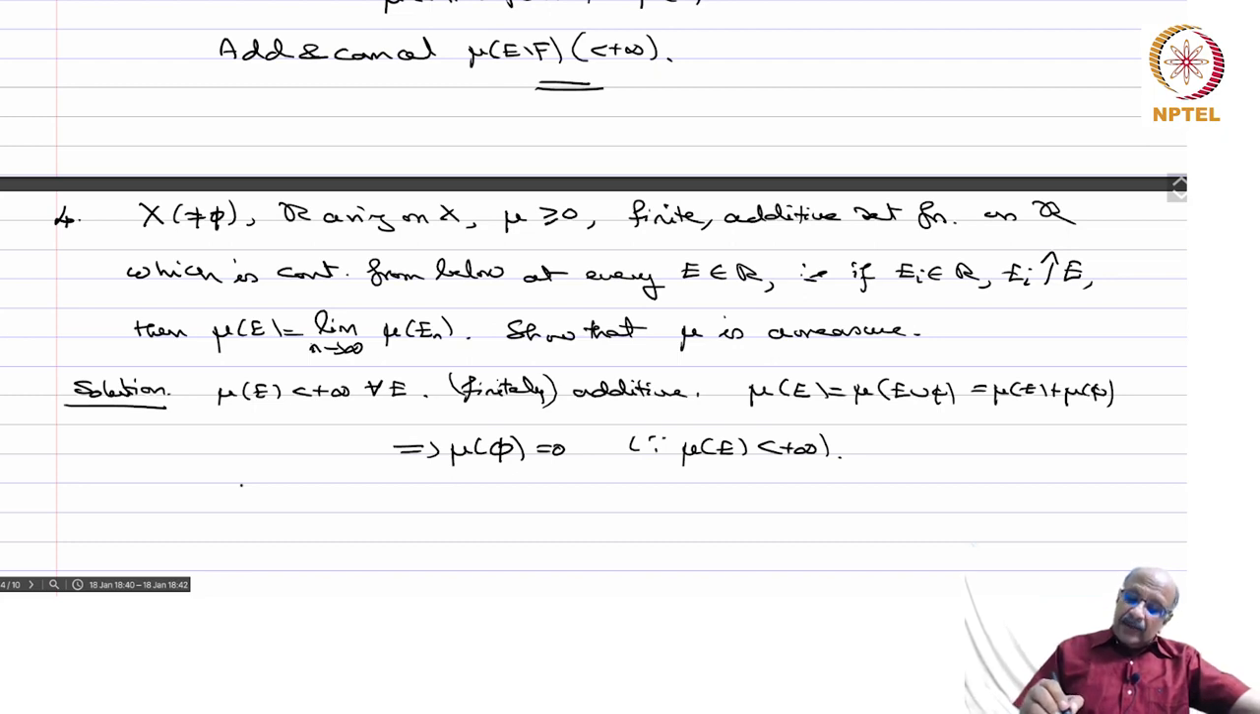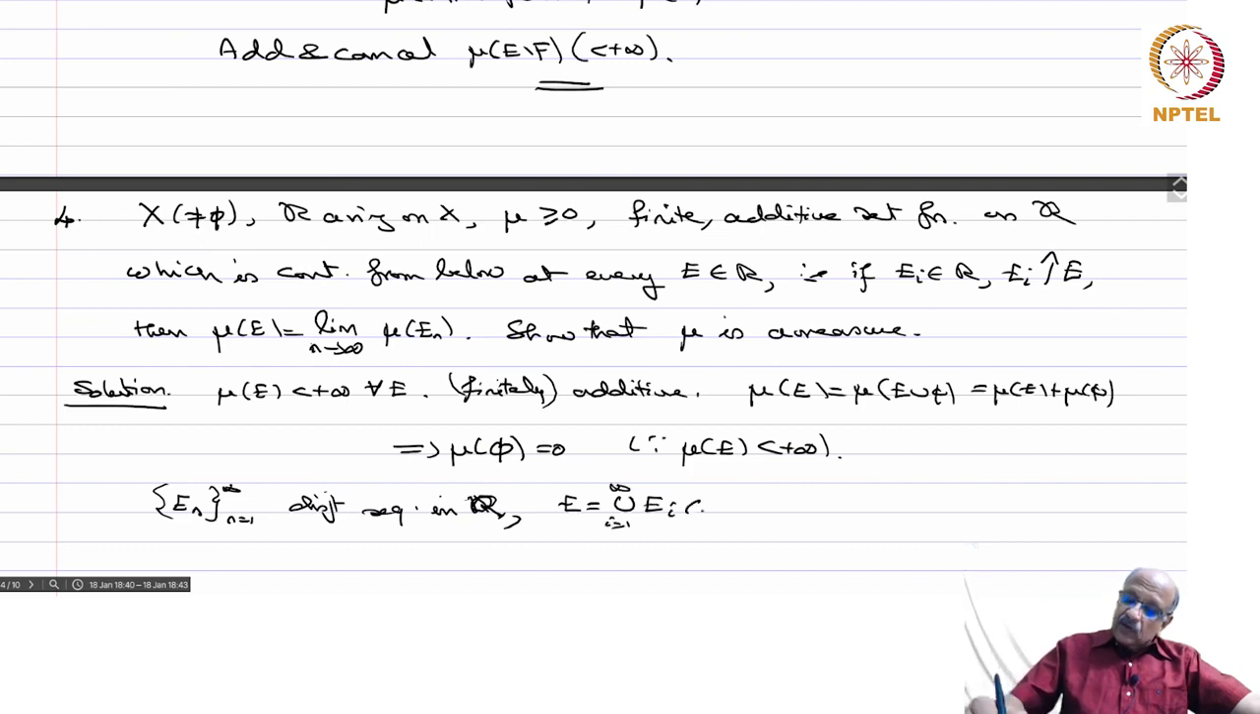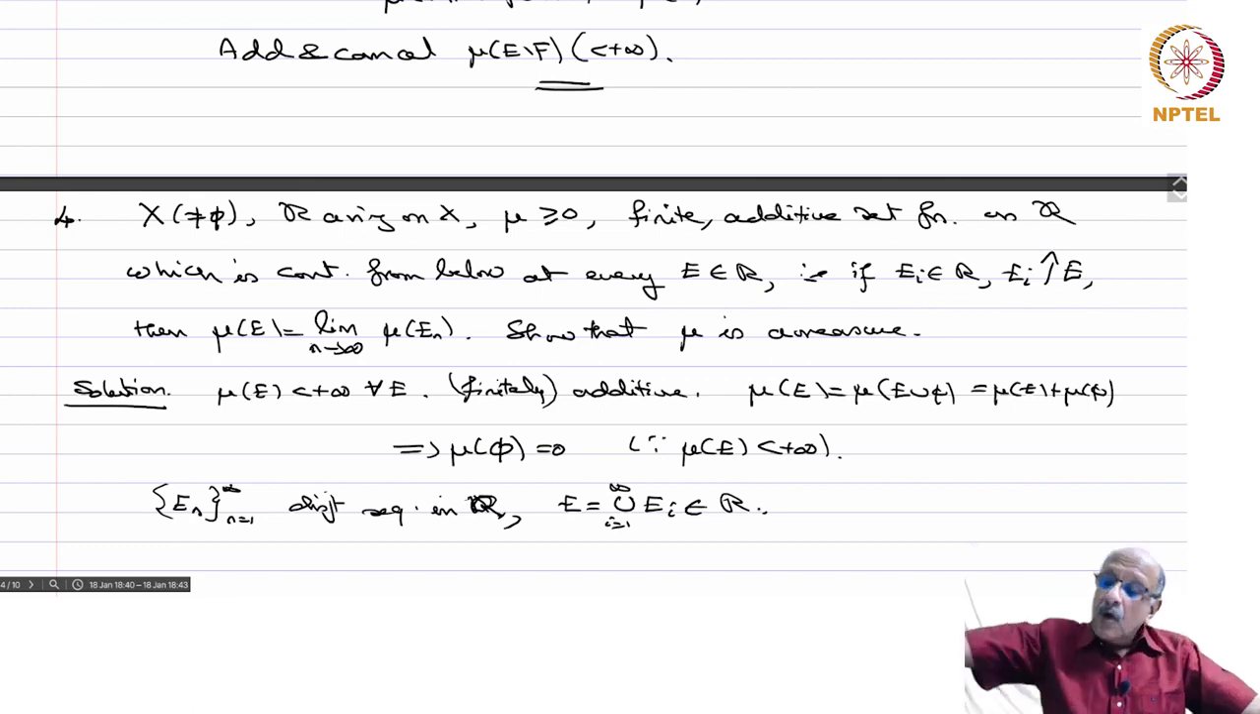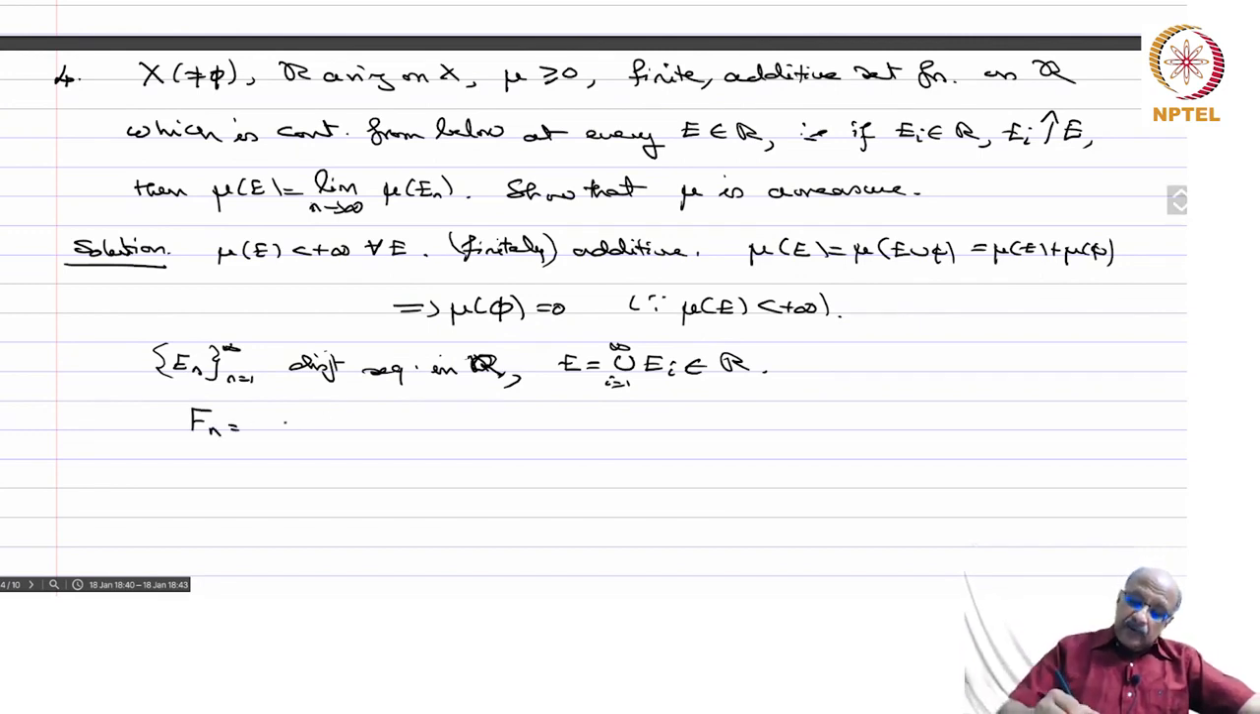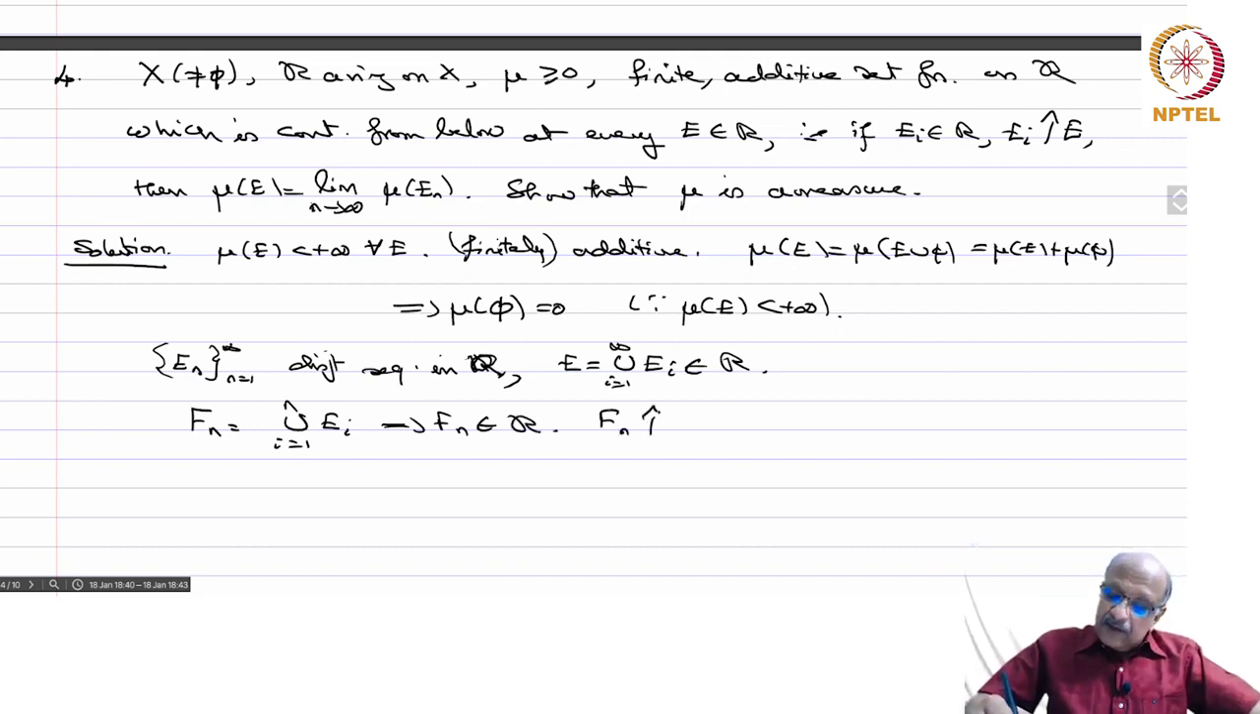So mu is non-negative, mu phi is 0, so we only have to show countable additivity. So En, n equals 1 to infinity, disjoint sequence in R, and E equals union Ei, i equals 1 to infinity is also in R. And now we have to show countable additivity. So you take Fn equals union i equals 1 to n Ei, and this implies, because it's a ring, this belongs to R, and Fn increases to E.